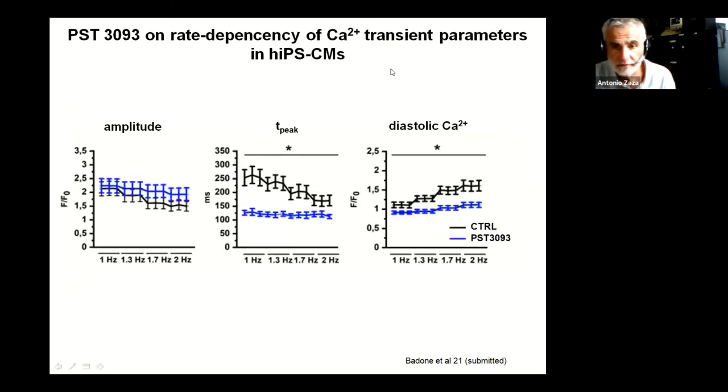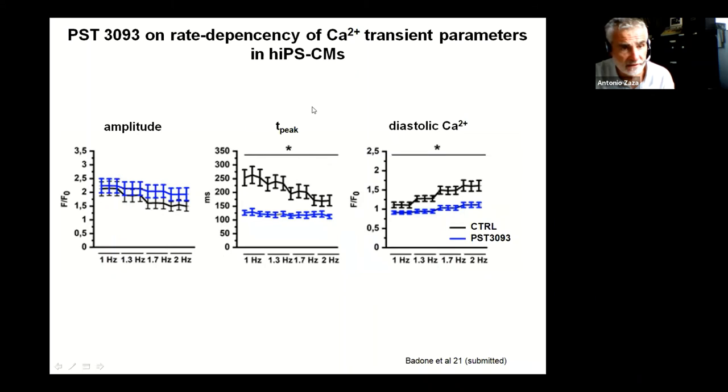We were not happy with it. This is not enough. We went on to test the rate dependency of calcium transient properties. We stimulated the cells at different rates, three points at each rate. You see the amplitude decrease as stimulation rate was increased. That is a negative staircase, which is common in iPS cardiomyocytes, again because of their immaturity. The drug exerted only a minor, not significant effect on calcium transient amplitude.